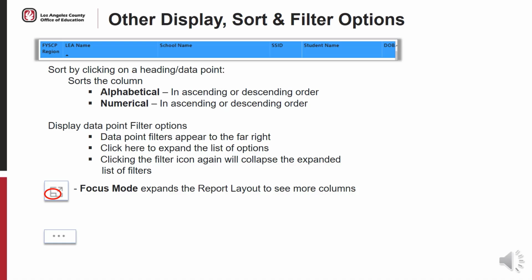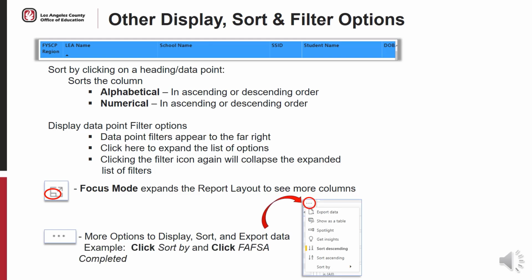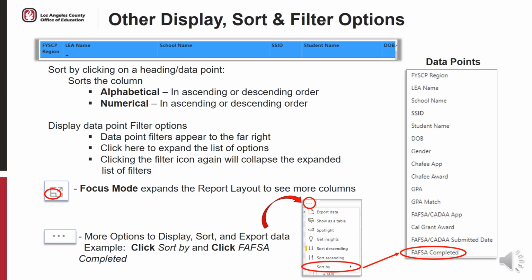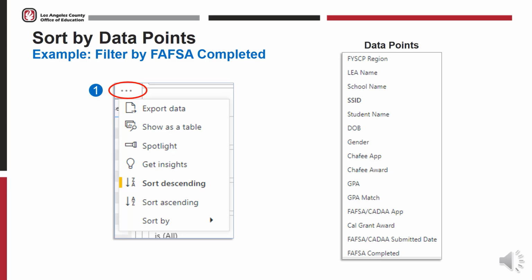Click on the three dots for more options. Use more options to export, change the display, or sort data. For example, click Sort By and click FAFSA Completed. Again, in this example, we're using one of the Sort By options. Click three dots for more options. Click Sort By. Click the data point label FAFSA Completed.